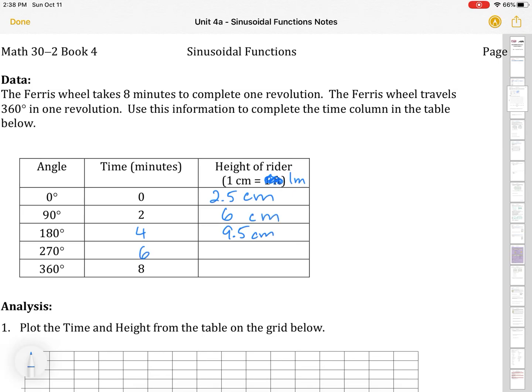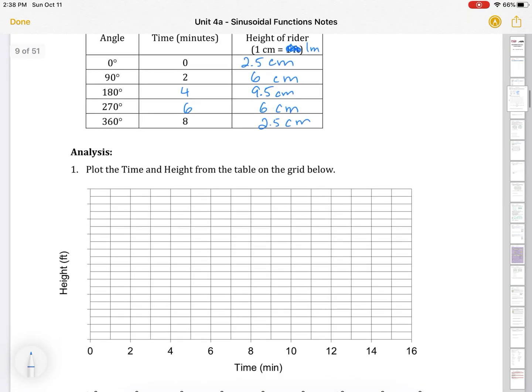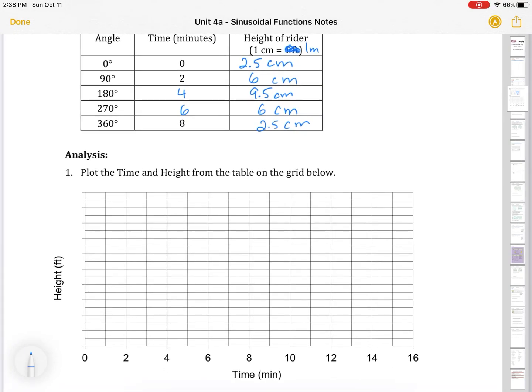At 6, we're at 270, and again, we're at 6 centimeters. And at 360 degrees, it's at 8 minutes, takes 8 minutes to rotate through, and we get 2.5 centimeters. Now what we want to do is plot that out on a grid, but we're going to plot time versus height. So plotting time versus height, we're going to look at what happens.